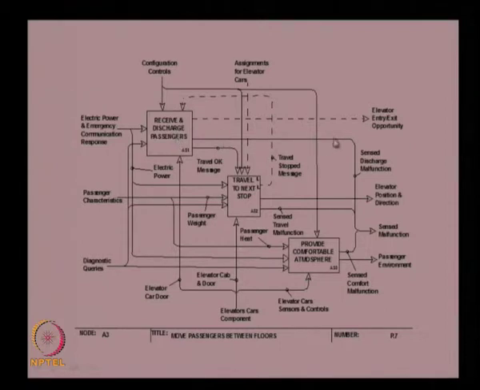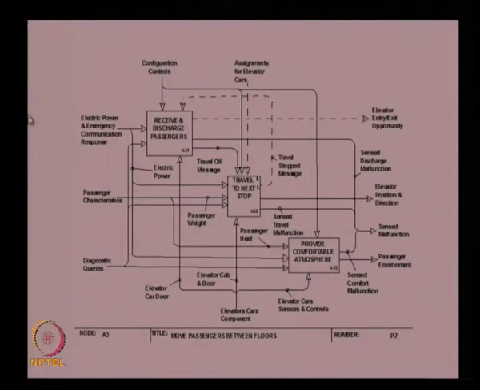And the output will be the sense discharge malfunction. In case there is any problem with the doors, that will be sensed here and sent to the maintenance function. A message will also be sent to the next function, travel to next stop: if the function to receive and discharge passengers has been accepted or is functioning properly, then that message will be sent to the next function.